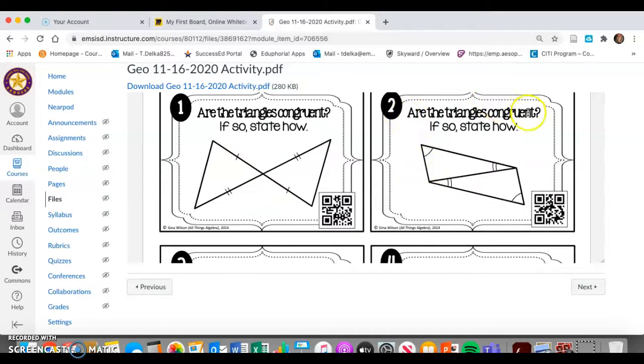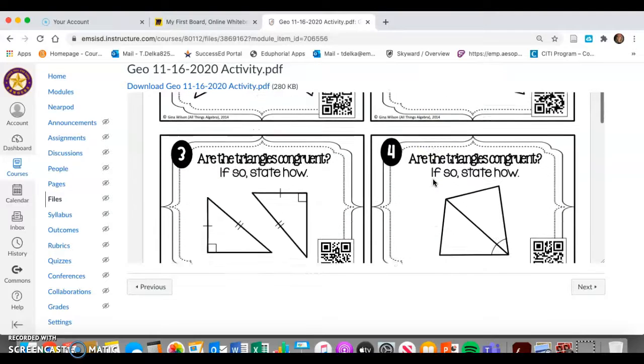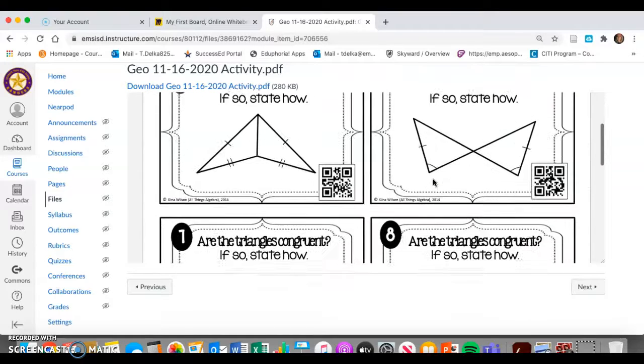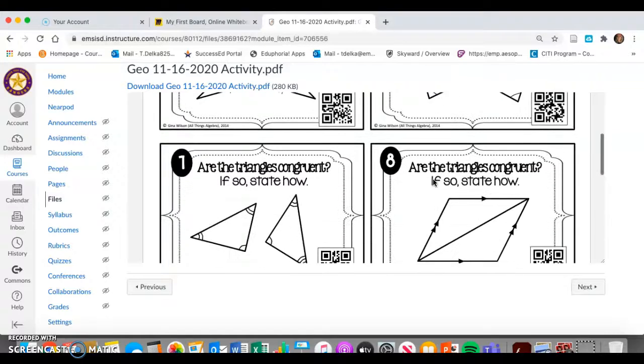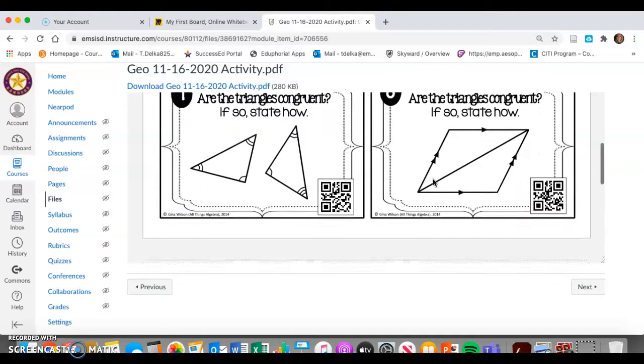Number 2, are the triangles congruent? If so, state how. Now look here, we see they share a side, so we already know the word side is going to be in there. We've got angle, angle, side. So you can go ahead and put angle, angle, side, AAS for number 2. Let's scroll down a little bit more. So 1 and 2 I already have given you.